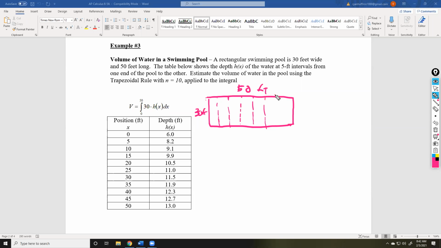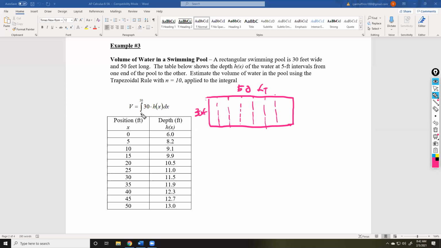And so we need to factor that in. So at 0, it's at 6. At 5, it's at 8.2. So it's getting deeper as I go along the swimming pool. That's the idea. And so the way that we're going to do this is that if I wanted to turn this into a general formula, it would be the length times the width times the depth. And at each of these, the width stays the same, but at different lengths, the depth changes. And so we're going to accumulate each of those depths at each of these different lengths. That's where the integral comes in.